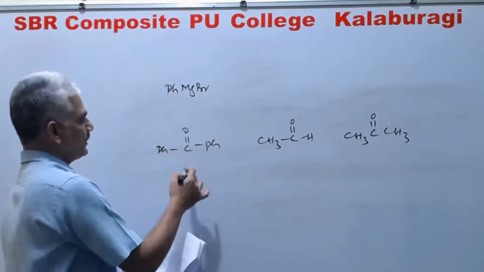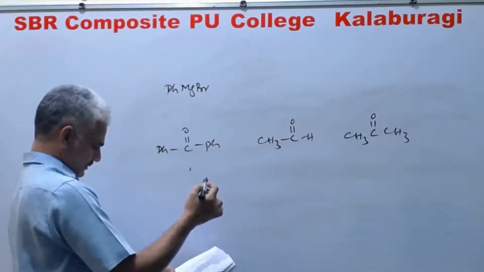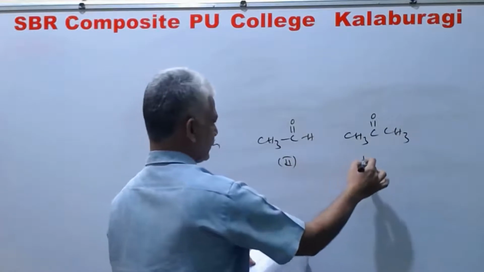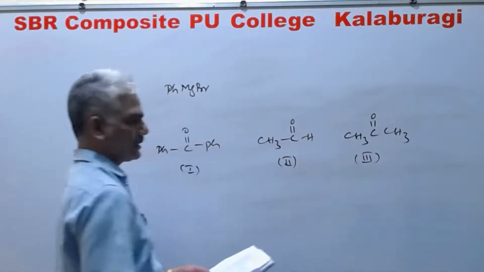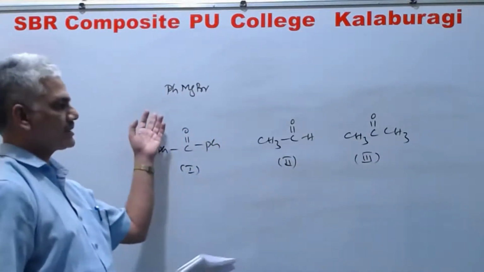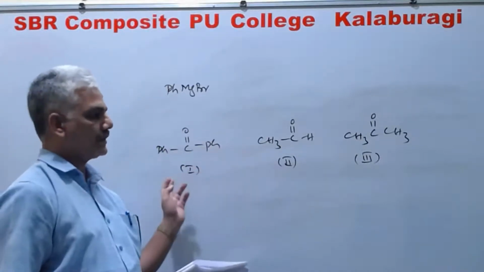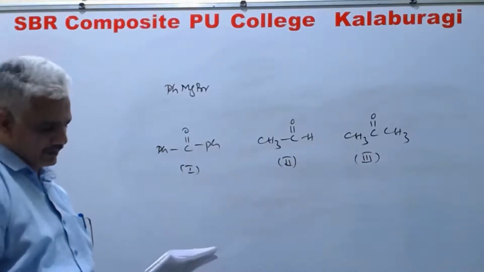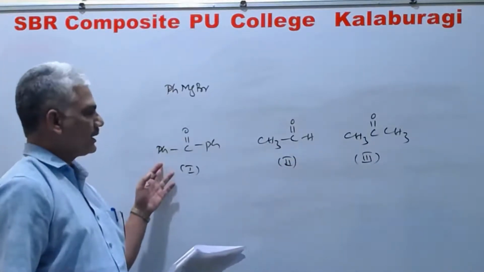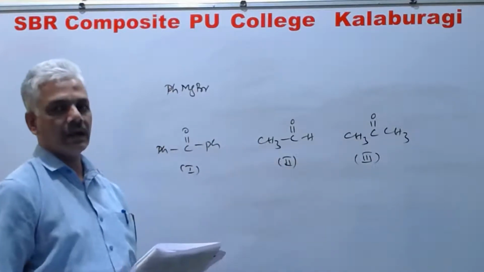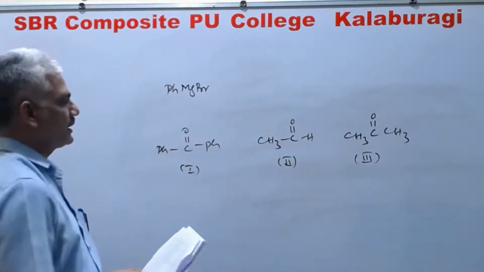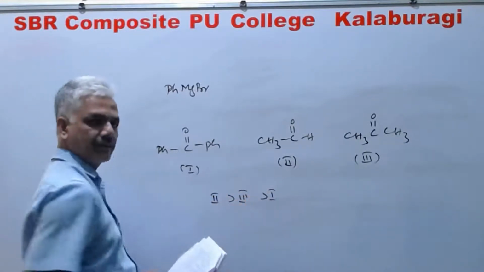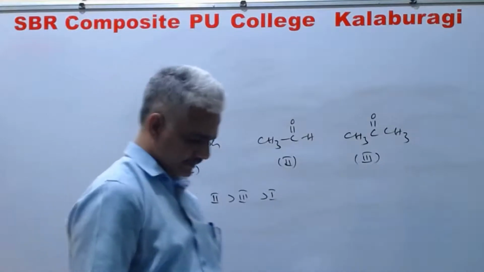This is a ketone given as the first compound. Acetaldehyde is mentioned as the second compound. Acetone is mentioned as the third compound. So towards addition reactions, aldehydes are more reactive compared to ketones. And among ketones, aromatic ketones are less reactive than aliphatic ketones. So the correct order can be taken as second greater than third greater than one. So you can go with the third option.